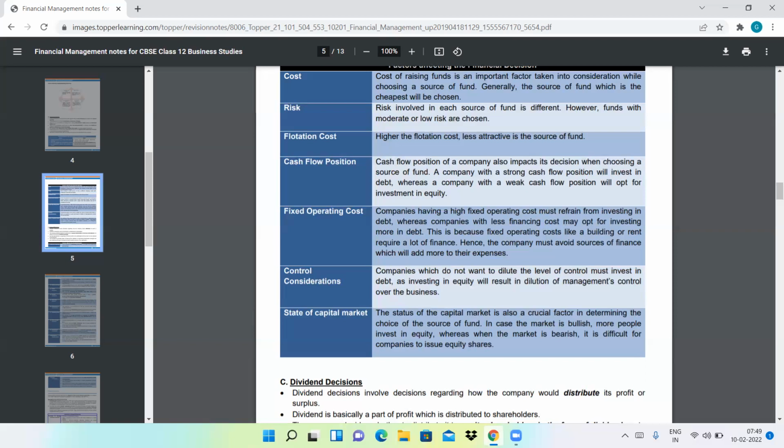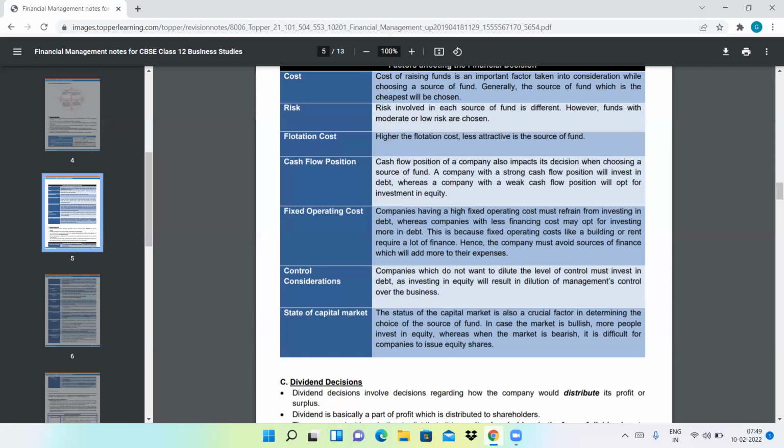So while raising the fund, you have to see what type of fund is to be raised in case of your strong cash flow position and in case of weak cash flow position. Another is the fixed operating cost. Now, what are the fixed operating costs? Fixed operating costs are the costs such as your interest, salaries, wages, or various other expenses.